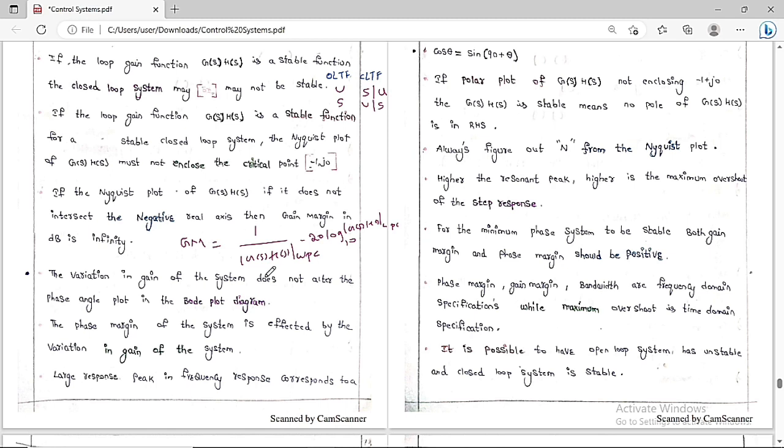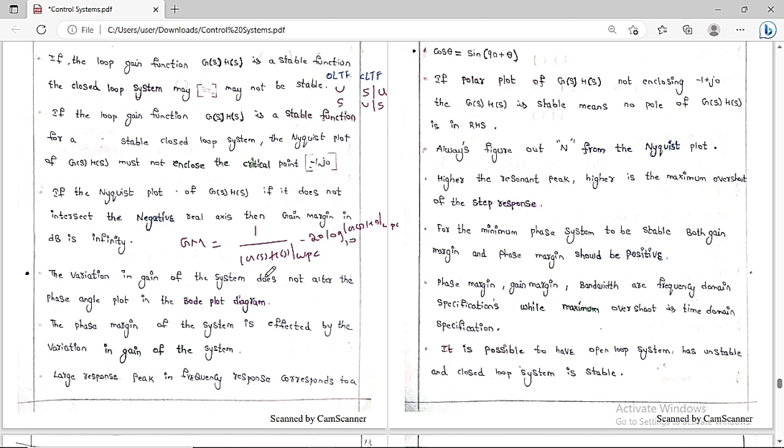So therefore we can say by varying the gain of the system, only the magnitude plot is going to shift either upward or downward. Whereas the phase plot in the Bode diagram is not going to get affected. So these points you always have to keep in mind.